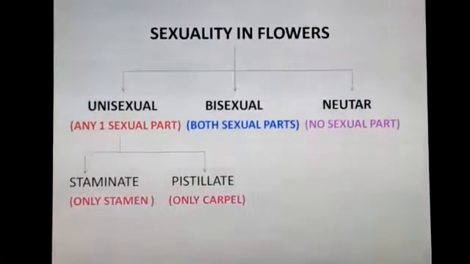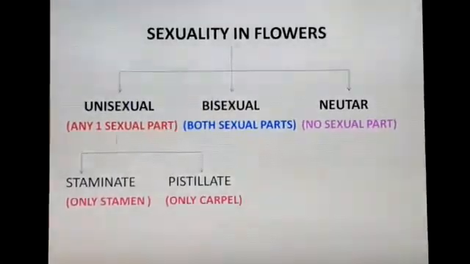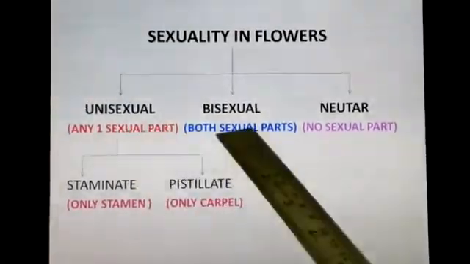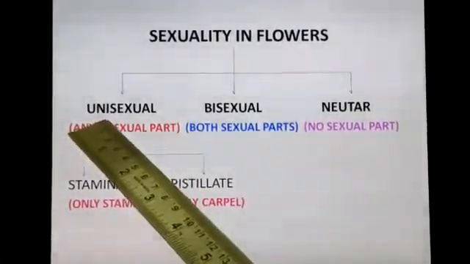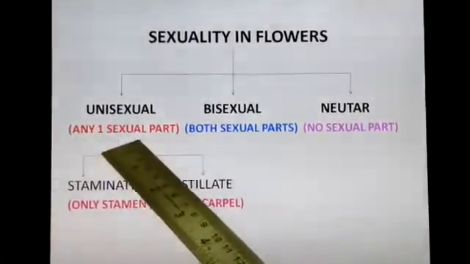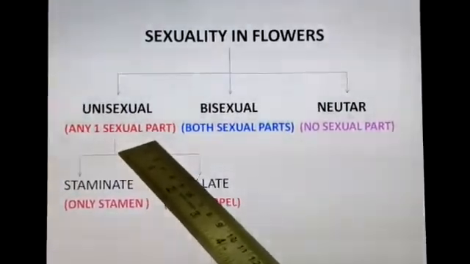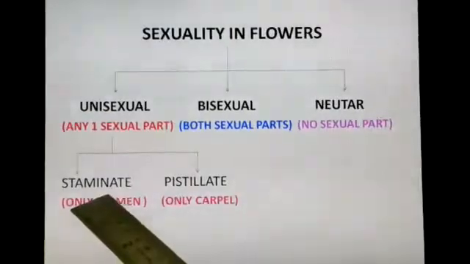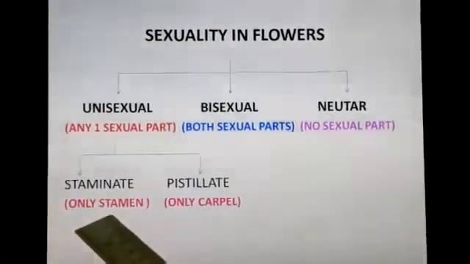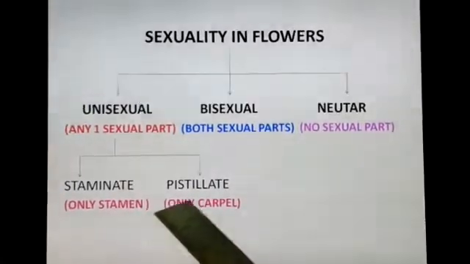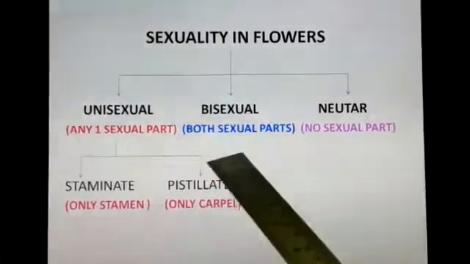Sexuality in flowers. Depending upon the presence of sexual part in flowers, flowers are unisexual, bisexual and neuter. Uni, the prefix uni means one. When a flower contains only one sexual part, it is called as unisexual flower. Out of the 2 sexual parts, if the flower contains only stamen, it is termed as staminate flower. If it contains only pistil, it is termed as pistillate flower.